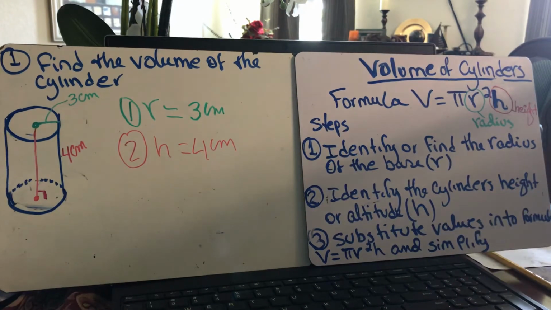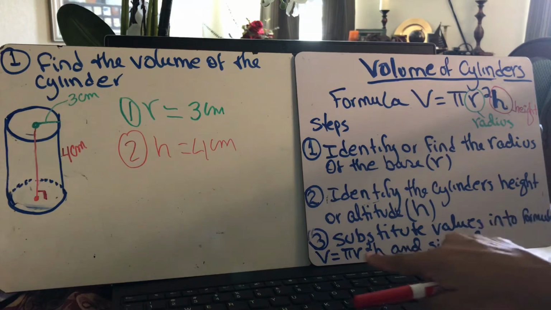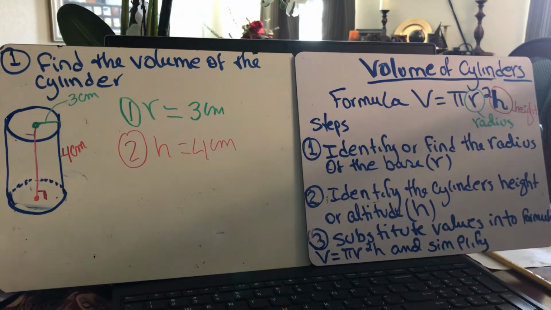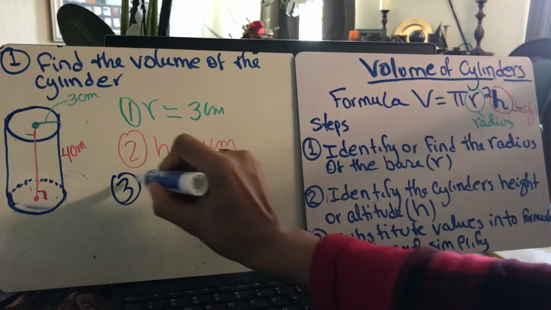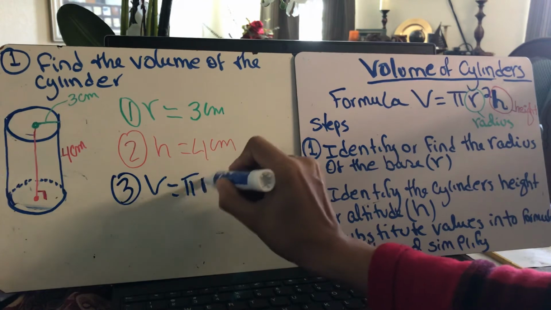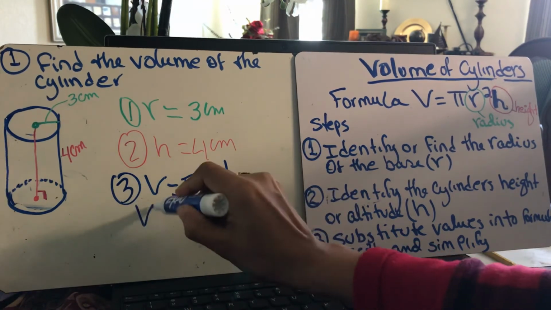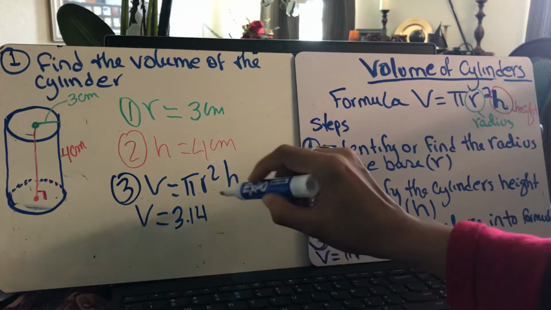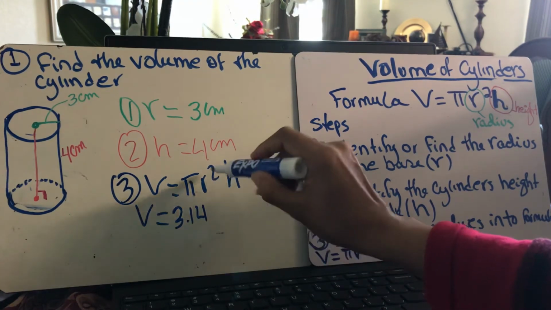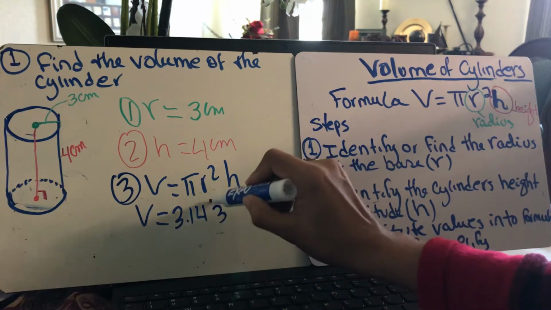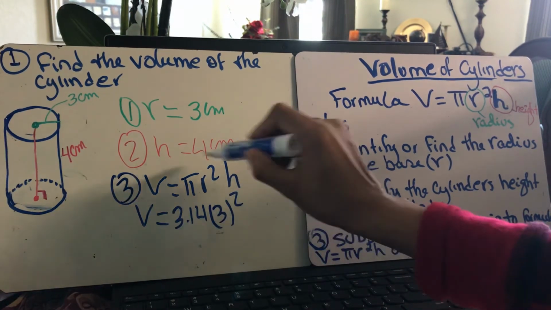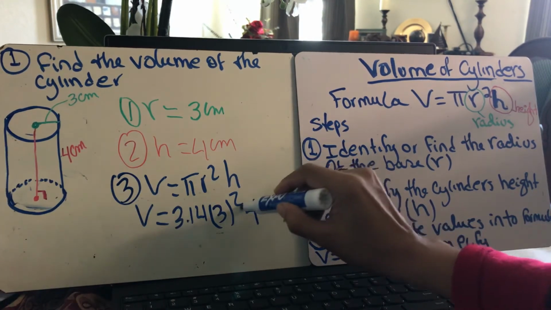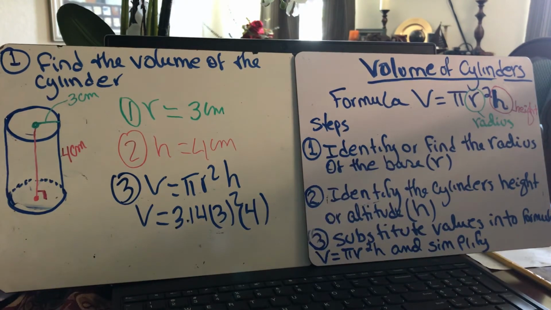And then the third step says to substitute the values into the formula pi r squared times h and simplify. So I will just write down the formula. Again, it's just volume equals pi r squared times h. So I have the volume equals pi, and we all know what pi is, approximately 3.14, times the radius, which is 3 to the second power, times my height. Height is 4.